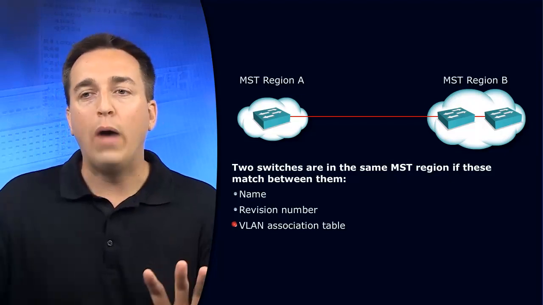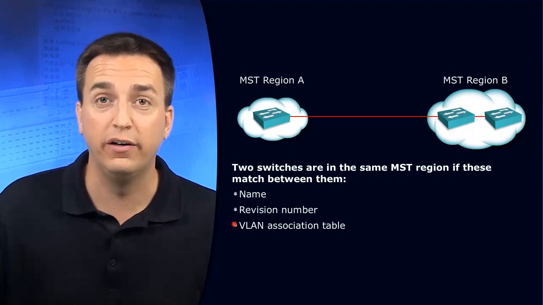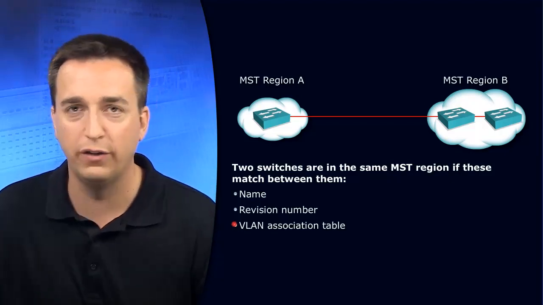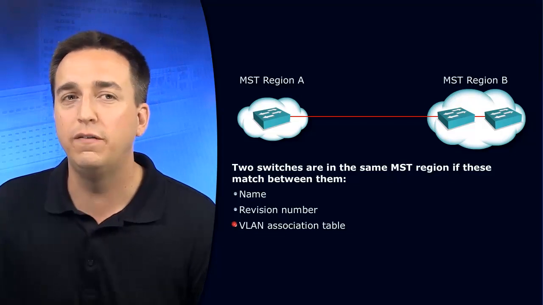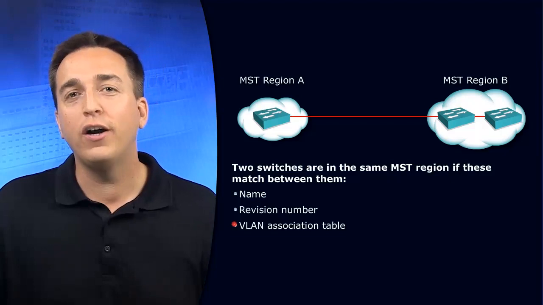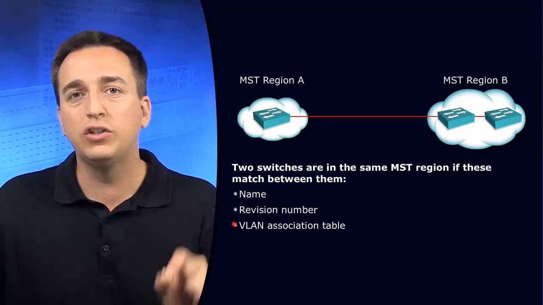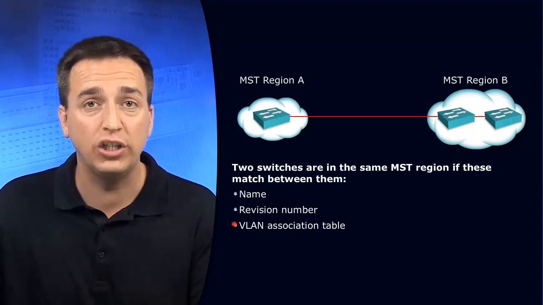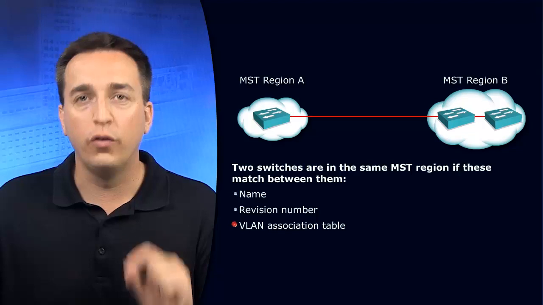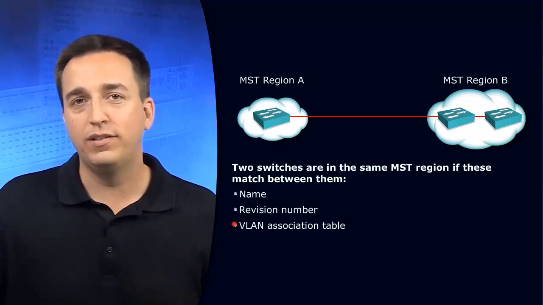So how does this information get propagated? Well, it is up to you to configure it. It doesn't get propagated dynamically, so you configure the name on all of them, configure the revision number on all of them, configure the VLAN association table on all of them. However, if you are using VTP version 3, VTP version 3 does support the propagation of that VLAN association table for those switches that are in the same region by name and have the same revision number.